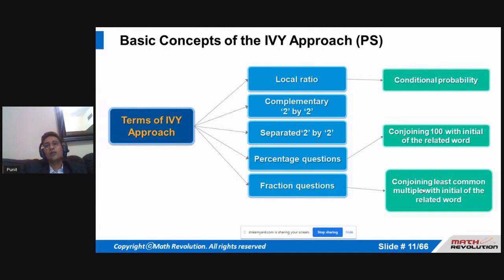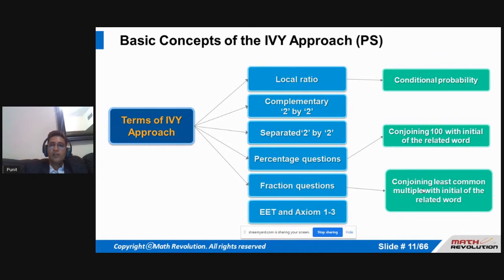Percentages questions are all about conjoining 100 with the initial of the related word. So if we are talking about the population, it would be P. If you're talking about boys, it will be B. Fraction questions, as I've already talked about, involve least common multiple. So this is one that you can definitely click right now.